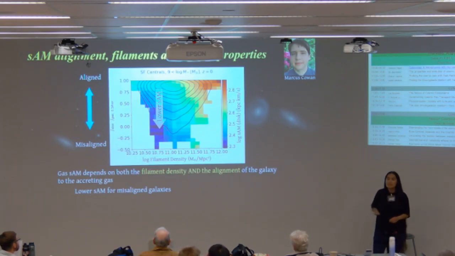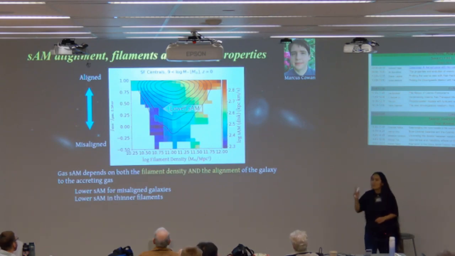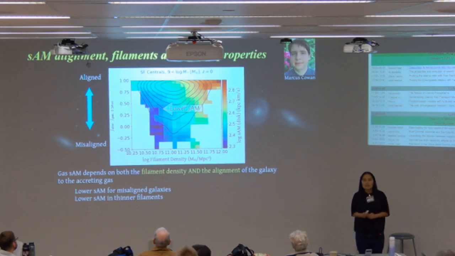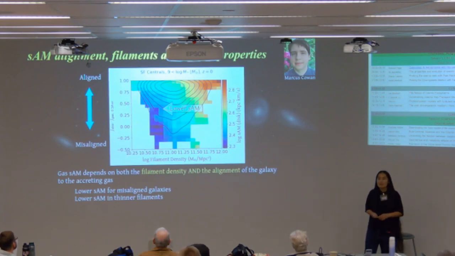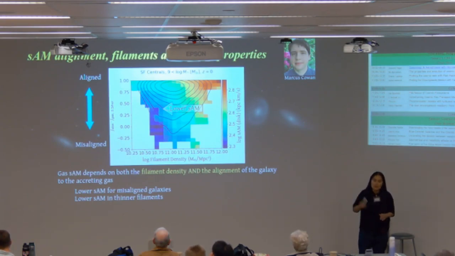Because you are more likely to lose more angular momentum if you are misaligned. But it's not just the alignment that matters, it's also the filament density. We get lower specific angular momentum in thinner, or less dense, filaments. I'm kind of putting density and thinness as being the same thing because they're correlated with some scatter, but they're correlated, okay?